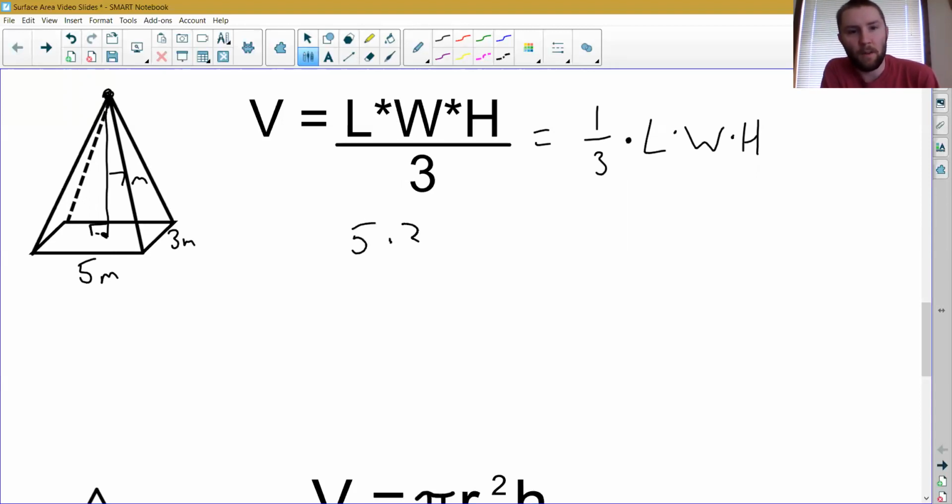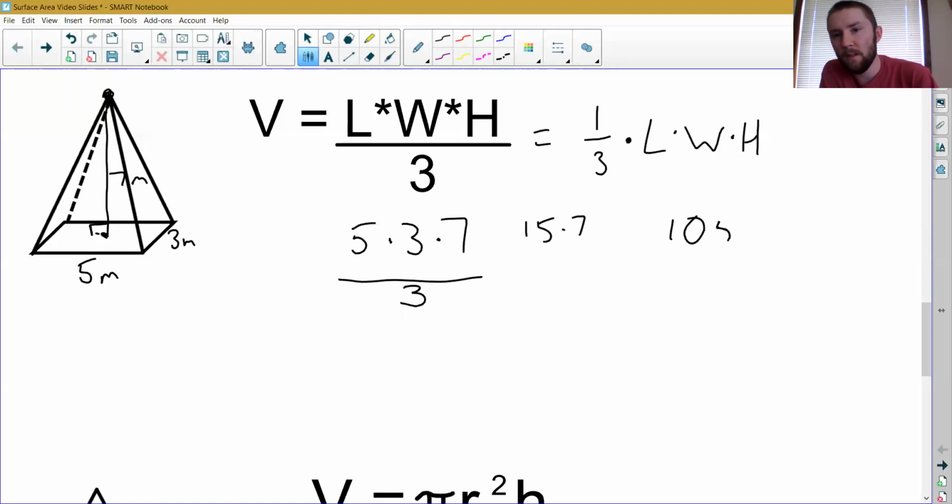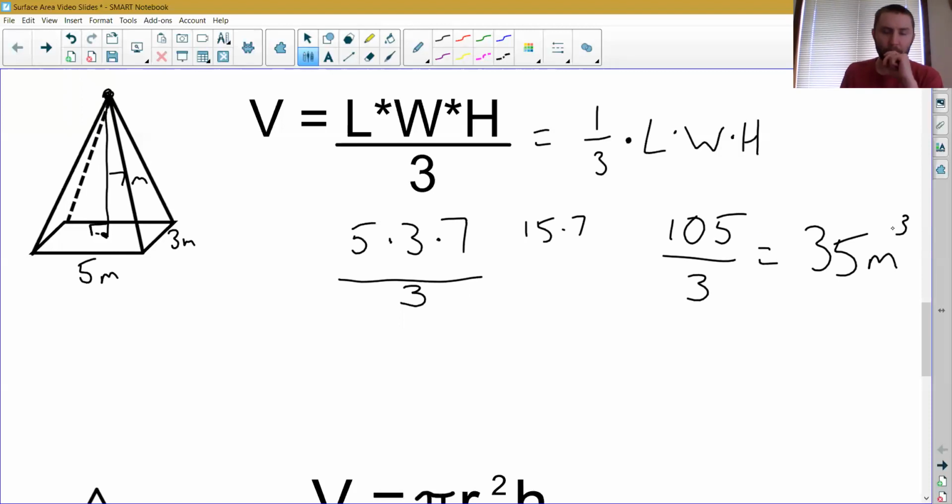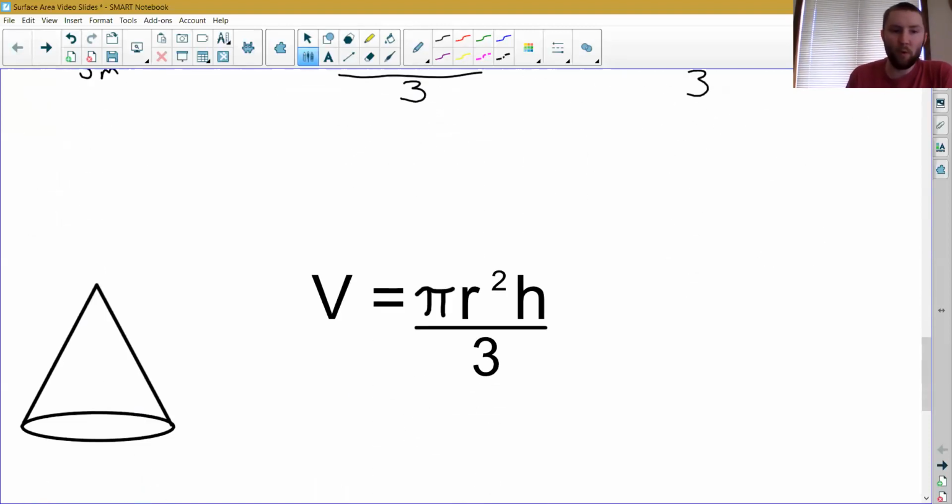5 times 3 times 7, and then once we have that answer, we'll divide by 3. Okay, so 5 times 3 is 15, 15 times 7, 70 plus 35 is 105. That's divided by 3, and we arrive at 35, and in this case, meters cubed. Cubed because it's volume, okay? So again, formula here is length times width times height, making sure the height goes down the center. Then once we have that answer, we divide it by 3. That's our volume, okay?